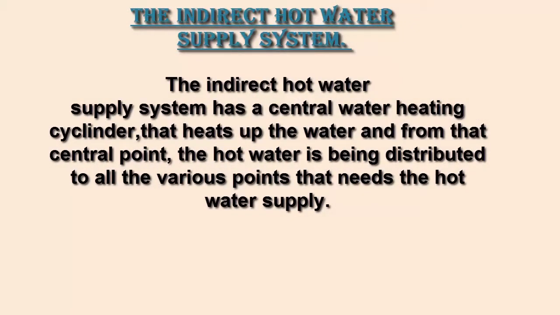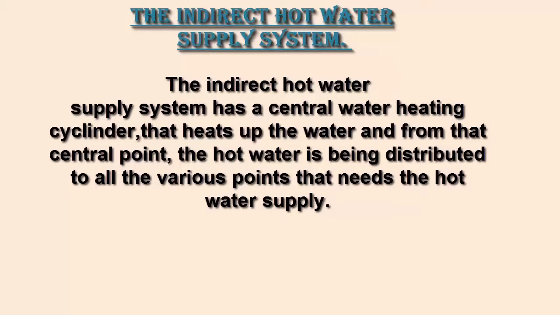Indirect hot water supply means that the water heating system in the home is centralized. The water heating system is so centralized that it is only the distribution that differentiates them. The water heating system is centralized with the cylinder. The water comes through a central cylinder that heats water through the boiler, and now it distributes to various points.